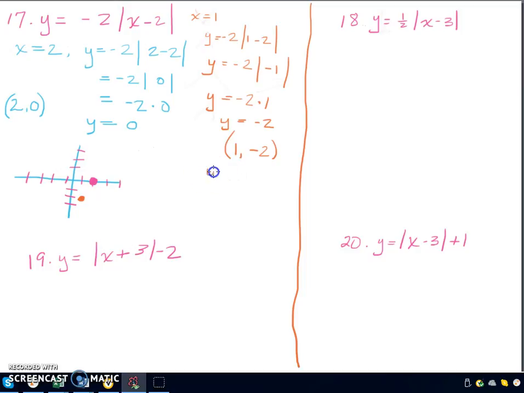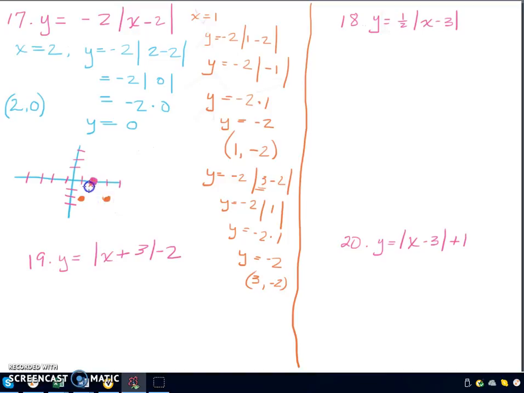So I'm going to say y is equal to negative 2, absolute value of 3 minus 2, close the absolute value. Y is equal to negative 2 times 1. 3 minus 2 is 1. So y is equal to negative 2. So my coordinate pair will be when x is equal to 3, y is equal to negative 2. So I will have 3, negative 2.